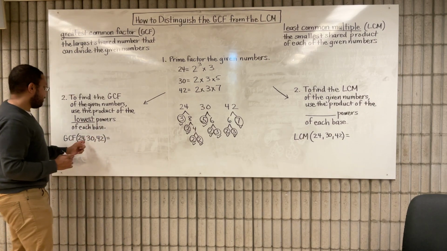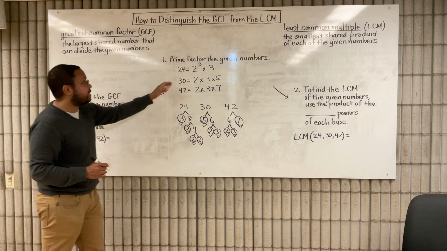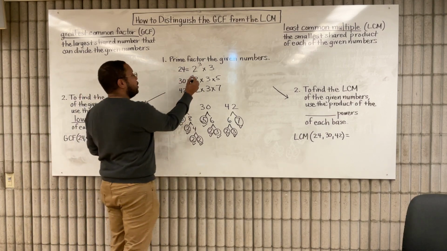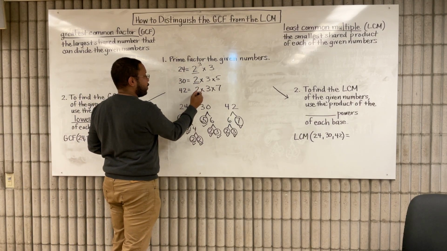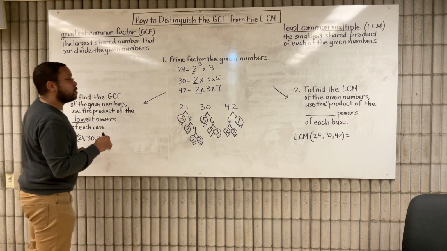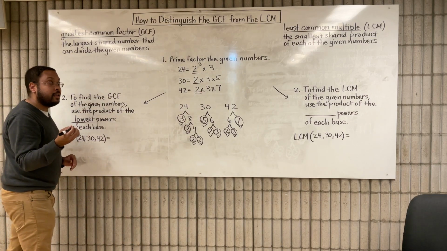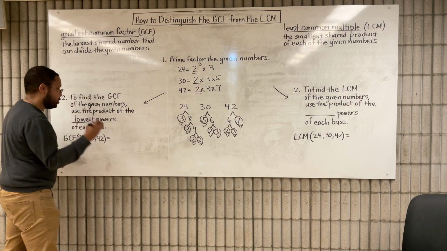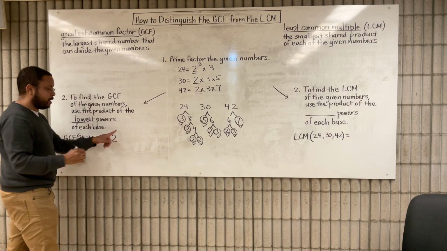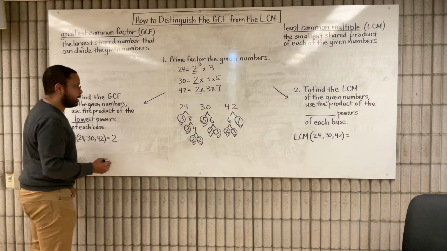So to find the greatest common factor of 24, 30, and 42, we're going to take the lowest power of base 2. So we have 2 to the third, 2 to the first, 2 to the first. What was the lowest power that I said? 2 to the first. So we're going to write just a 2. You could write a 2 to the first here if you want, but we understand that as 2.